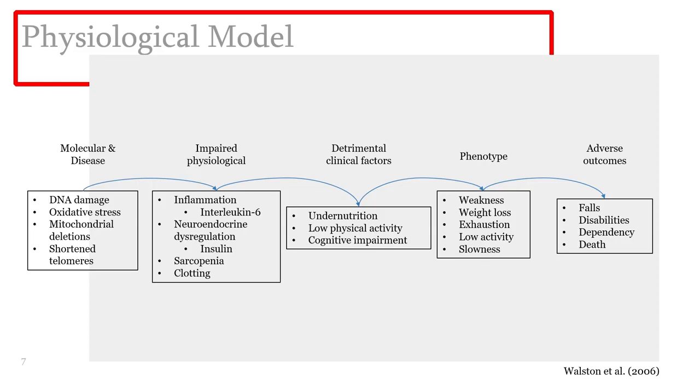The three detrimental clinical factors, undernutrition, low physical activity, and cognitive impairment, are treatable by lifestyle modification interventions. Furthermore, the phenotype of frailty is notable. Therefore, treating the detrimental clinical factors and identification of frailty are important to prevent accelerated aging and adverse outcomes such as falls, disability, dependency, and death.